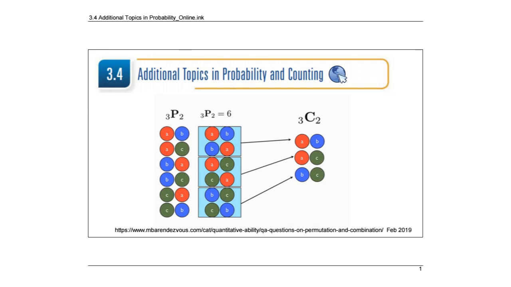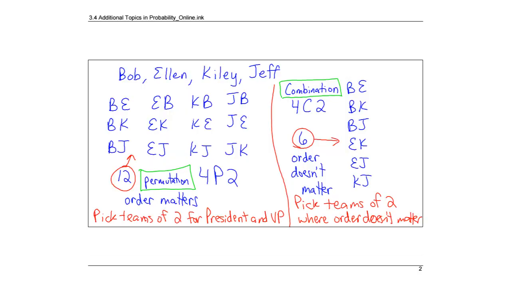All right, let's get started with 3.4. I'm going to explain what these P's and C's are about in just a few minutes. Okay, so let's say we were picking teams and we had Bob, Ellen, Kylie, and Jeff to pick from.